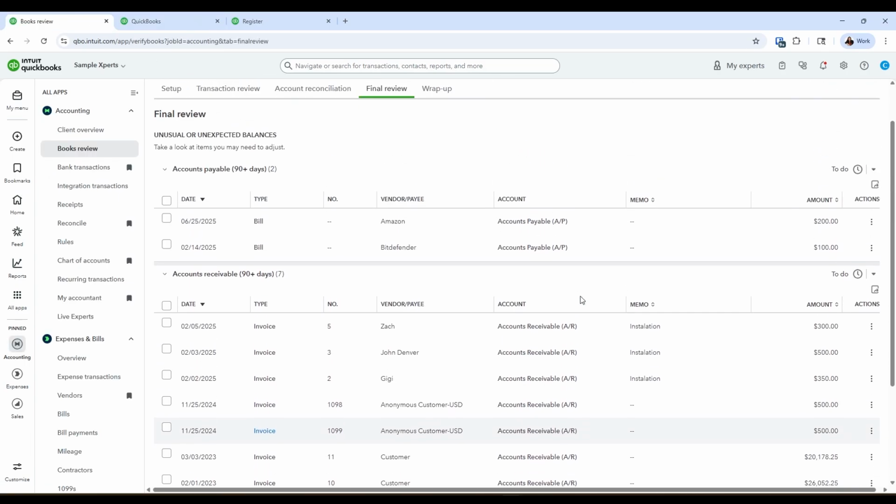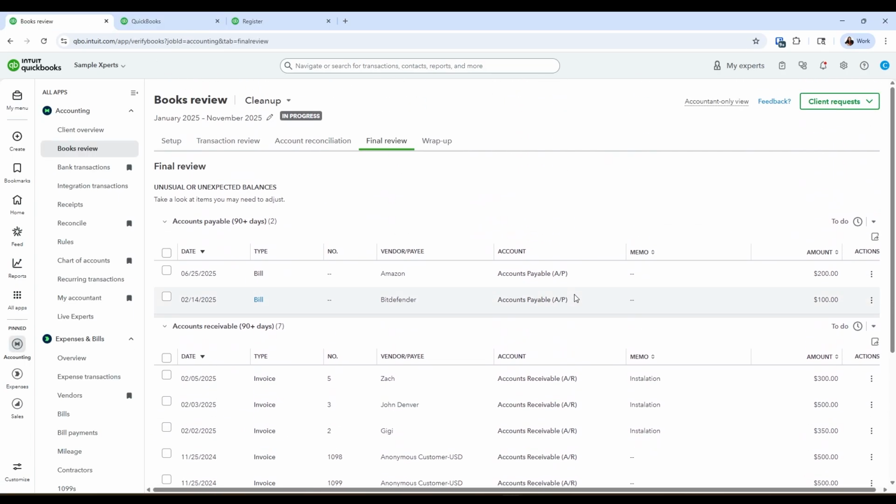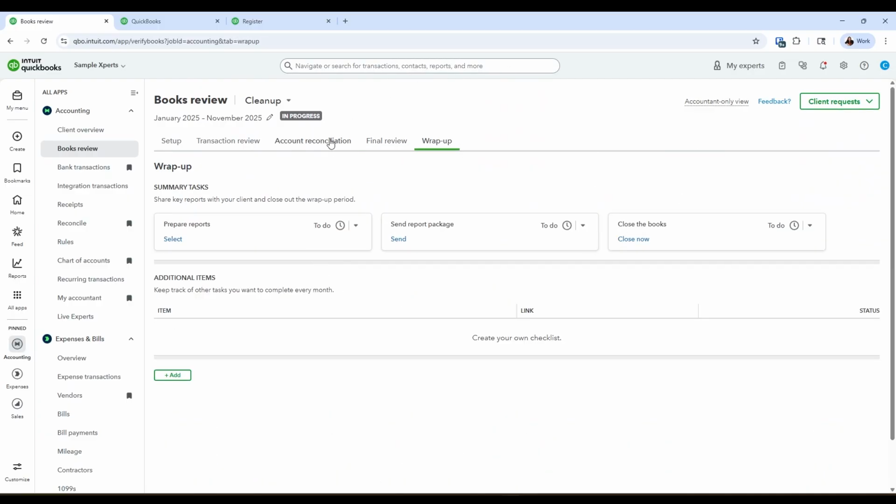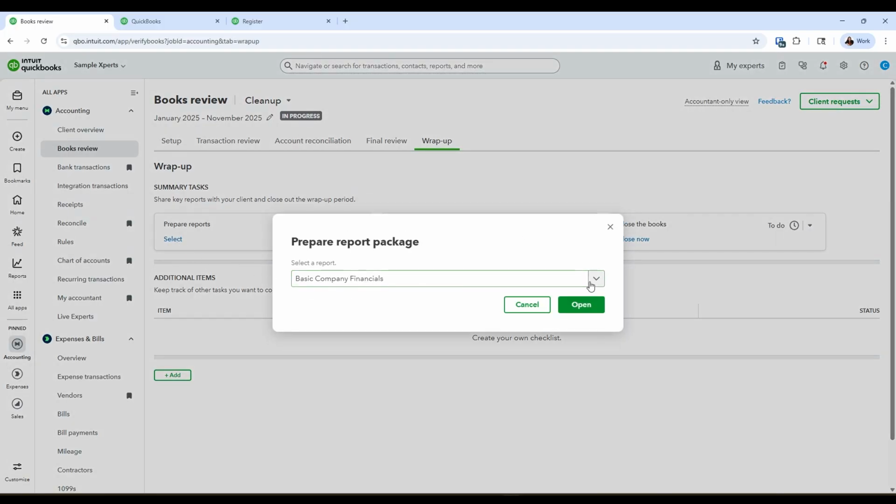So after we take a look at the balance sheet and the profit and loss, if you're an accountant, this part is very important for you because this is where you prepare the reports for your client. Okay, first you're going to prepare the reports, send the package, and close the books. To prepare the reports, you can go ahead and click on select, and you're going to open it.